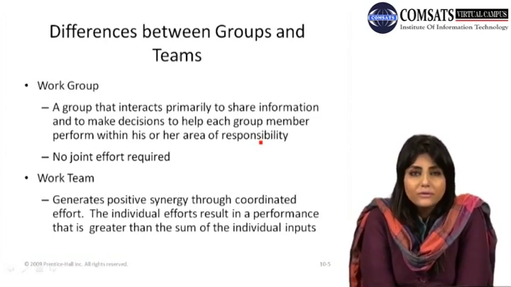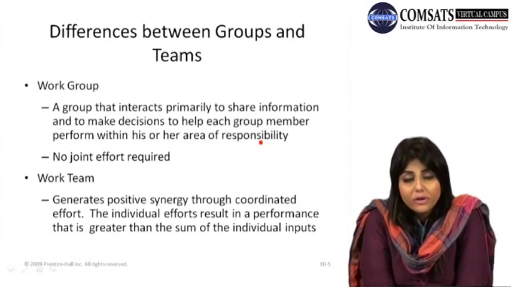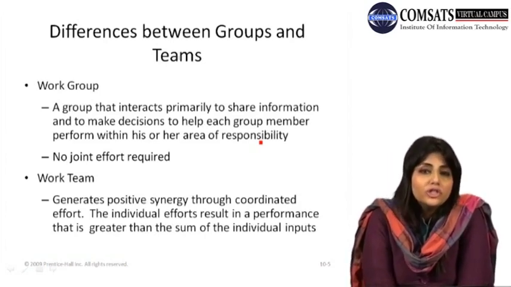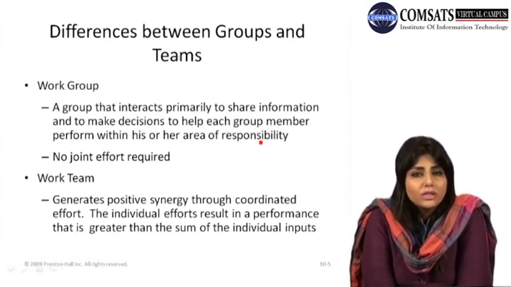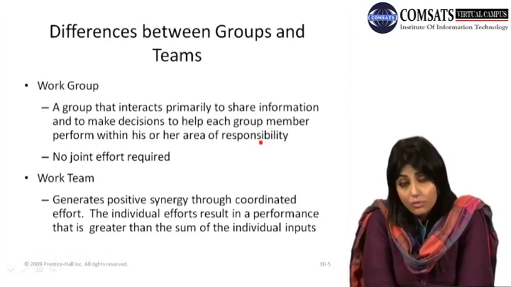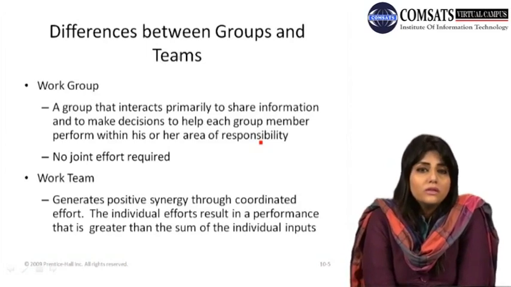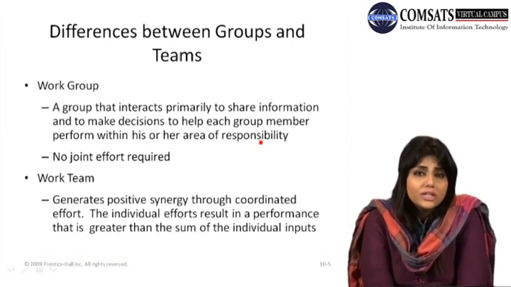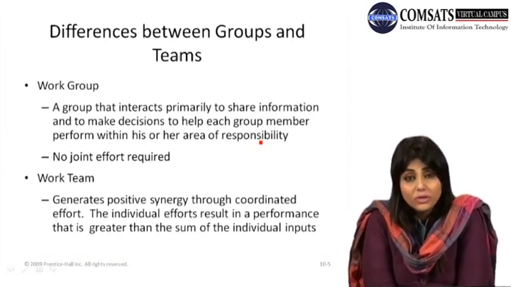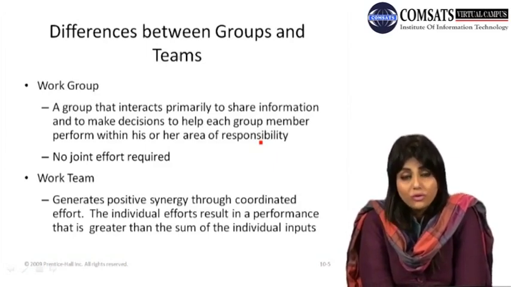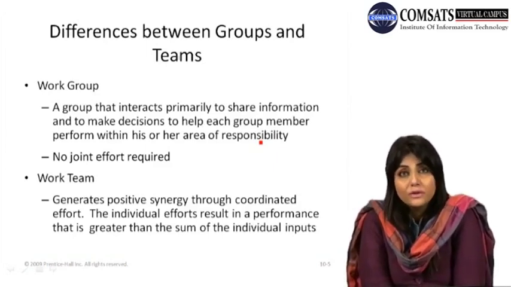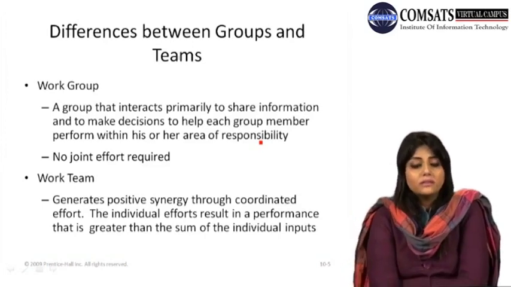So what are the differences between groups and teams? It is important to clarify, because people normally use teamwork and work groups or work teams interchangeably, although there is quite some difference between these two concepts. So a group is different from a team, a work group is different from a work team. And what makes it different?